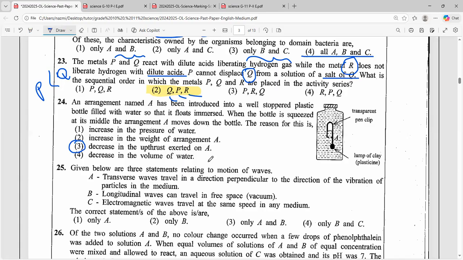Decrease. Now nothing happened to the volume or pressure. We didn't change them, no. Weight increase is not possible, no. We didn't do anything for the setup inside, right? We just squeezed it.